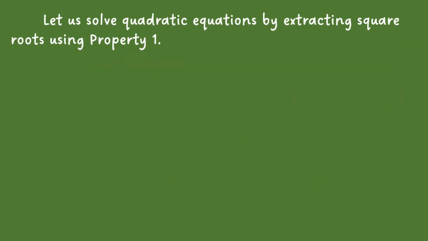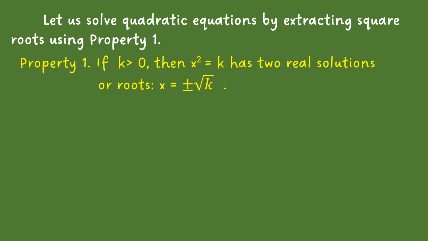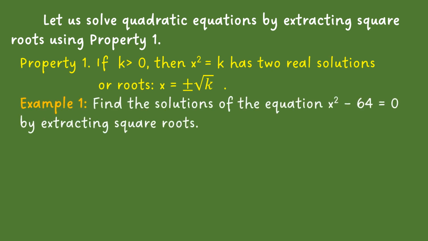Let us solve quadratic equations by extracting square roots using property 1. If k is greater than 0, then x squared is equal to k has two real solutions or roots: x is equal to positive or negative square root of k. Example, find the solutions of the equation x squared minus 64 equal to 0 by extracting square roots.